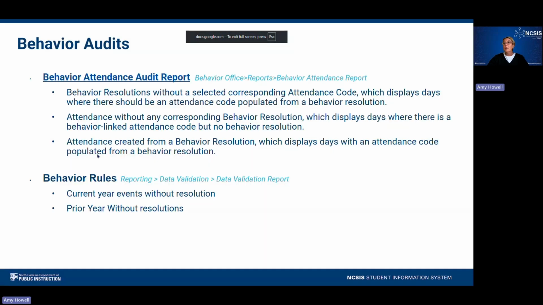All right, another behavior audit is going to go back to those data validation reports, and it's called behavior rules. And this is just the rules that have been set by the behavior part of Infinite Campus. So it's going to give you current year events that don't have a resolution, and it may just be information for you to look at. It's also going to give you some prior year without resolutions, but we'd likely be looking more at the current year events without resolutions.